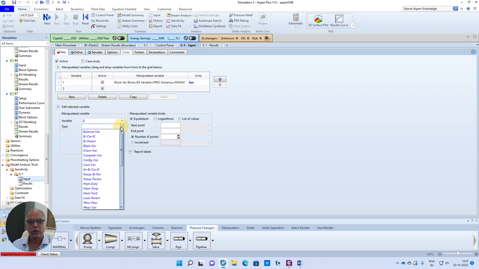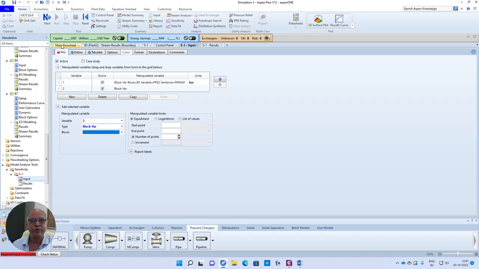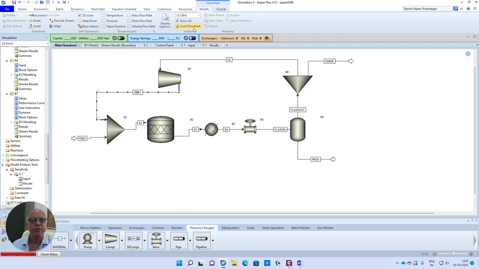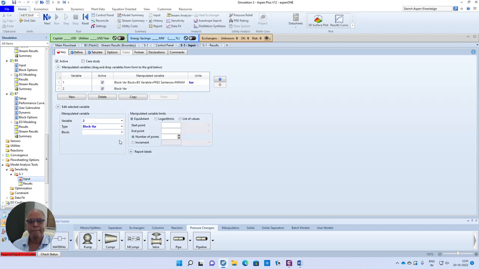So this is again a block variable. Which block is this? B5. Flash is B5. Temperature. We said it is from 110 to maybe 140 in steps of 5.